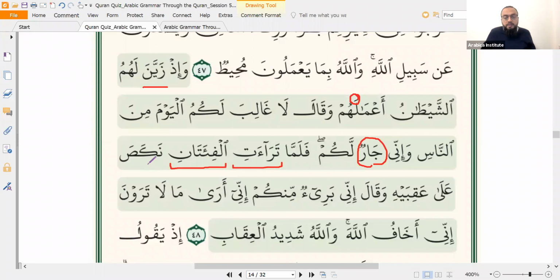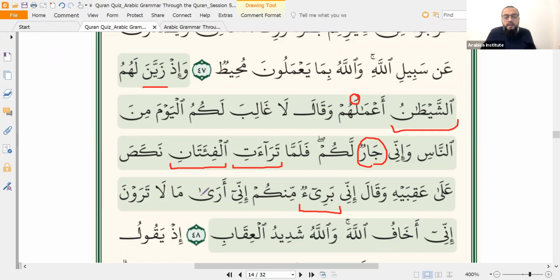Who did the nakasa? Who ran away when the two parties saw each other? Who's the one who reassured them here? I'm going to be with you. Shaitan. Yeah, he broke his promise. He ran away with his tail between his legs. Nakasa ala aqibayhi. He slunk away upon his heels. Aqib means heels. Waqala, and he said, Inni bari'un minkum. I am absolved of you. I have no responsibility for you. Even though he reassured them there.